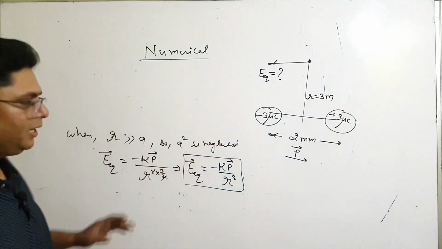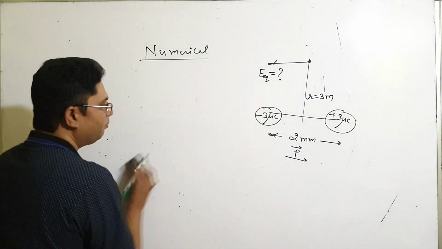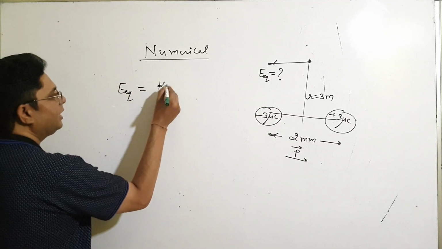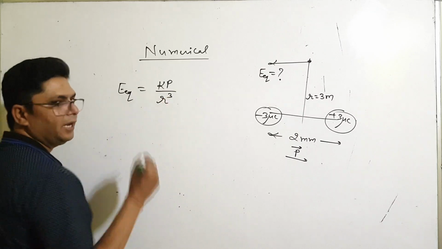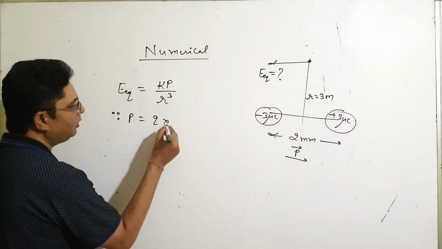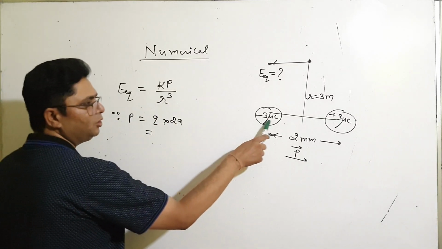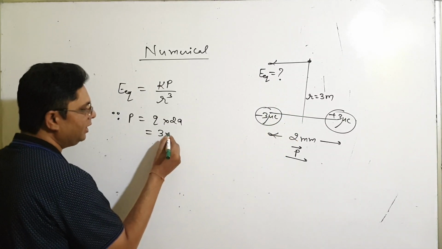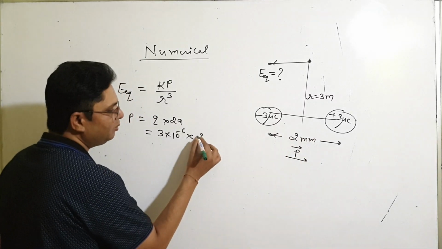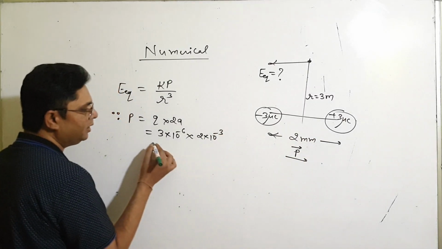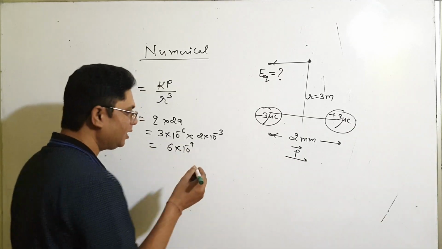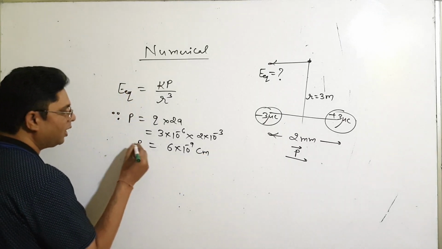So the question is very clear. This can be solved by the formula E equatorial equals Kp upon R cube. Here you have to first find P. So you know that P equals Q into 2A. So Q is the magnitude of either charge, that is 3 times 10 to the power minus 6, and 2A is this distance, which is 2 millimeter. This means 2 times 10 to the power minus 3 in meter. So you have 6 times 10 to the power minus 9, and the unit is coulomb meter. So you have P.